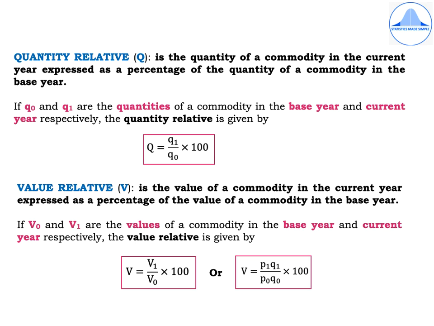The third is value relative, which is denoted by capital V and is the value of the commodity in the current year expressed as a percentage of the value of a commodity in the base year. If V0 and V1 are the values of a commodity in the base year and current year respectively, the value relative is given by V equal to V1 by V0 into 100, or you know that the value is nothing but the price into quantity. So V is equal to, the numerator can be written as P1 Q1 divided by P0 Q0 into 100.